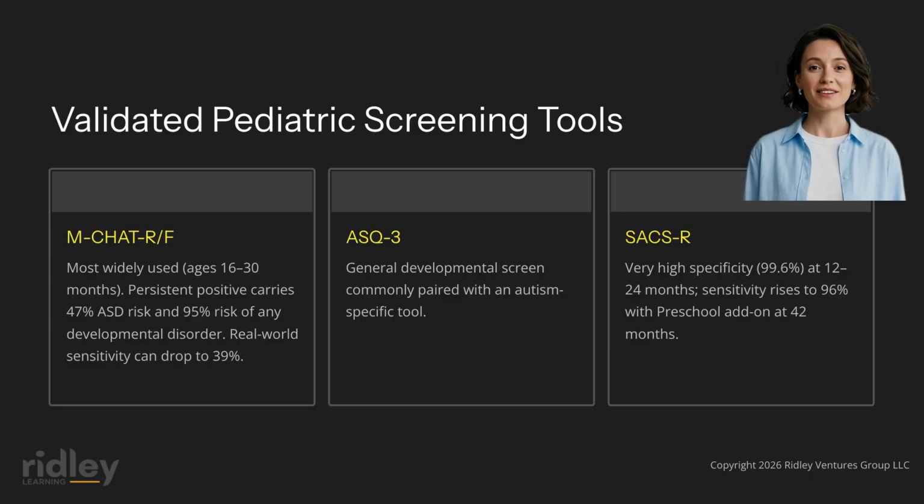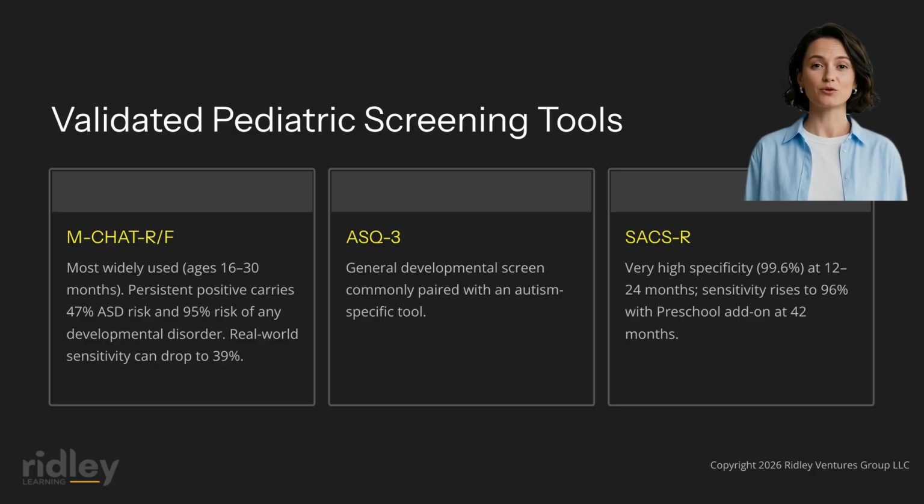Now let's look at the specific validated tools used in pediatric screening. The modified checklist for autism in toddlers, revised with follow-up, known as the MCHAT-RF, is the most widely used autism-specific screener for children 16 to 30 months of age. A 2023 JAMA Pediatrics meta-analysis of 50 studies by Wikowski and colleagues reported that the MCHAT-RF correctly identifies roughly 5 out of 6 autistic toddlers and has very high specificity, meaning very few non-autistic toddlers are incorrectly flagged.